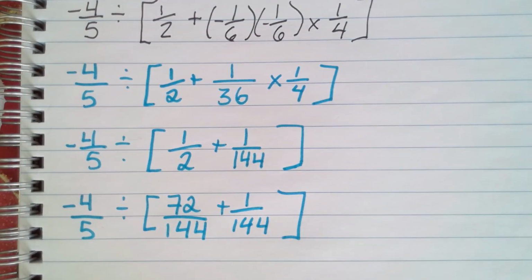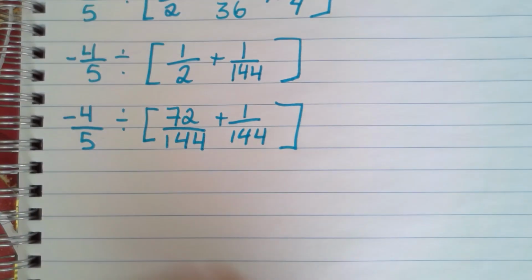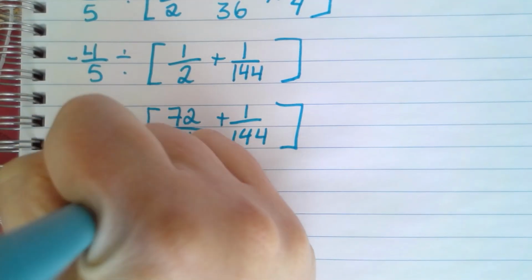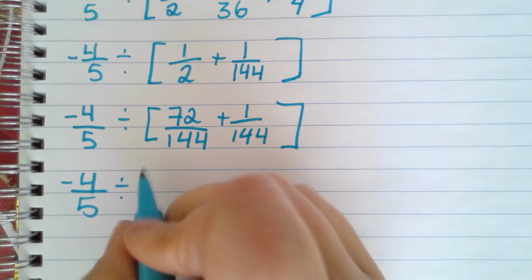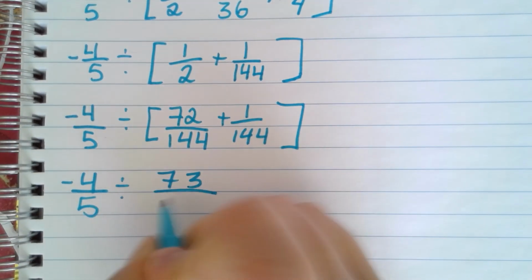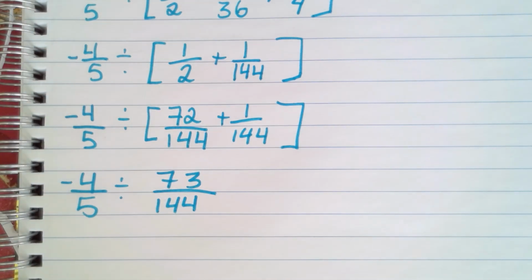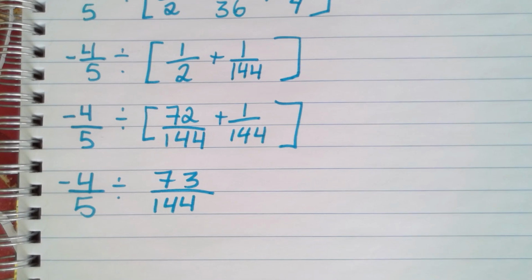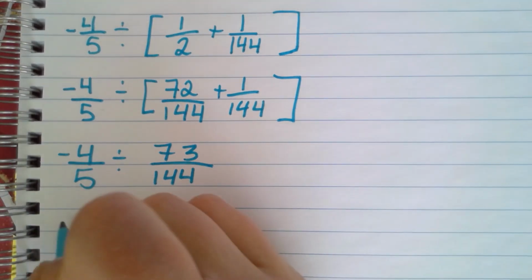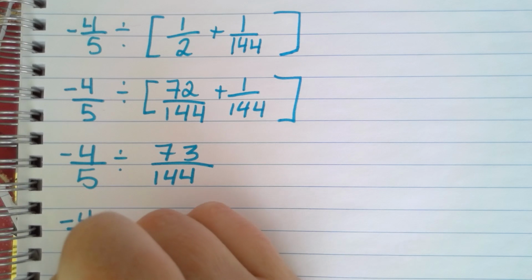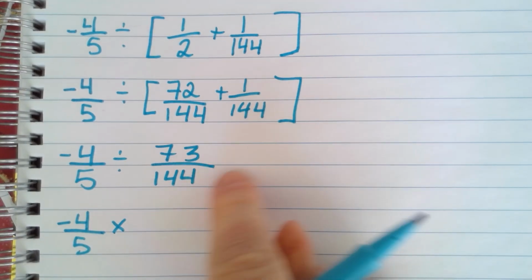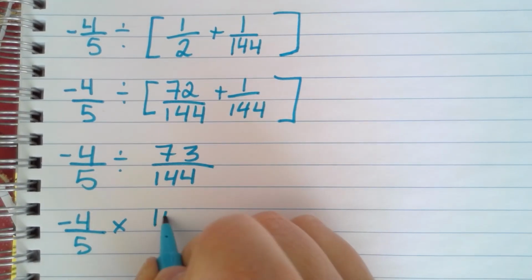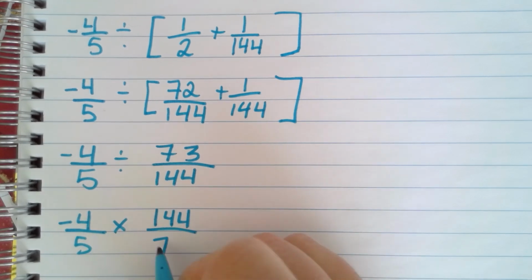So at this point, you're just going to need to add your fraction. So I'm going to have negative 4/5 divided by 72 plus 1 is 73, 144ths. So at this point in time, I suppose you could find a common denominator. Probably not the most effective use of your time, however. So I am going to be using multiplication to solve this question. So when that happens, I am going to need to find the reciprocal for my second fraction. So 73 144ths is going to become 144 73rds.